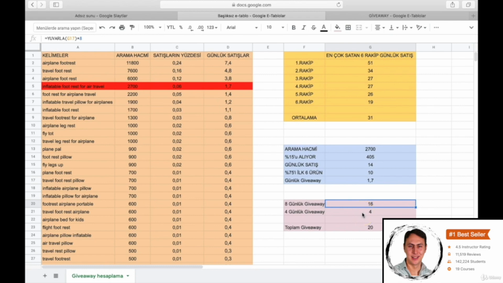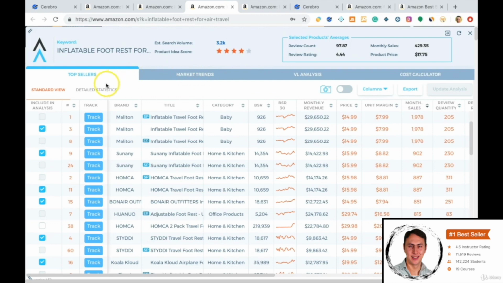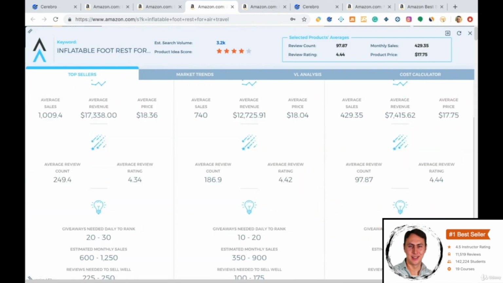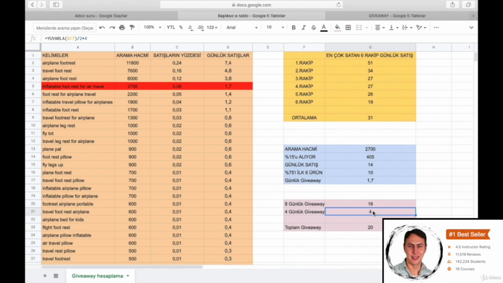Now let's look at the Viral Launch program. See, in this program, when we look at the statistics at the bottom, there is an amount between 6 and 10 per day. Assuming that there are 6 daily, it turns out that we need to make 48 giveaways from 6 times 8 days. So it gives almost the same number as Helium. In 8 days, we see between 50 and 60. Of course, we calculate the amount of giveaways that will be given with a 99% discount code.